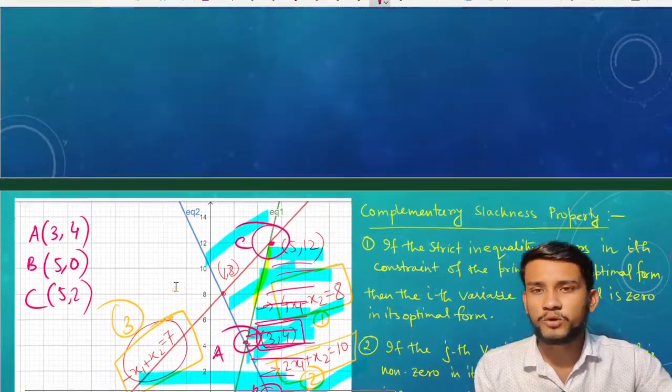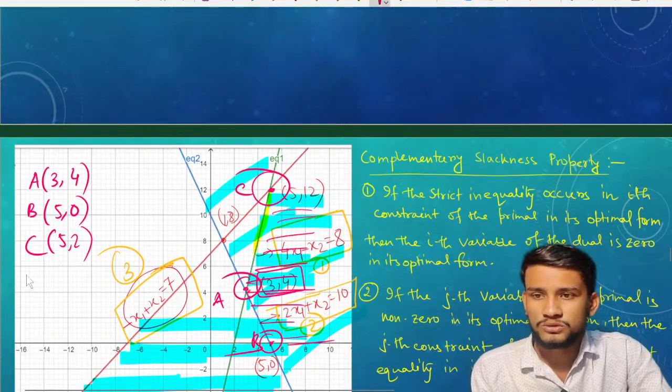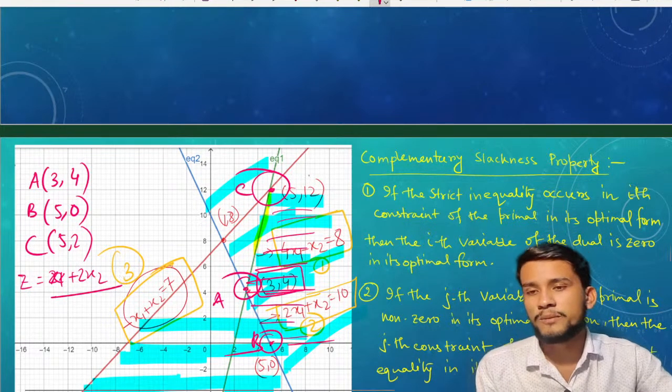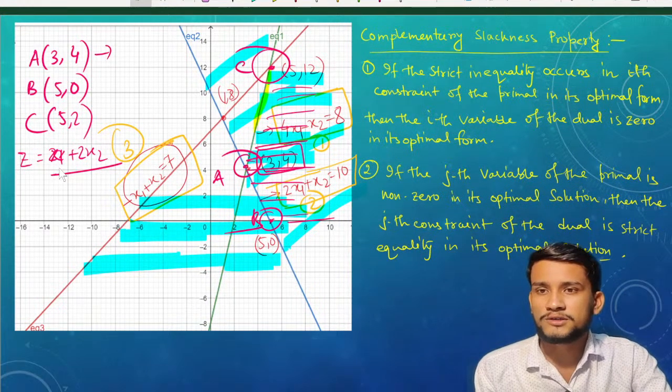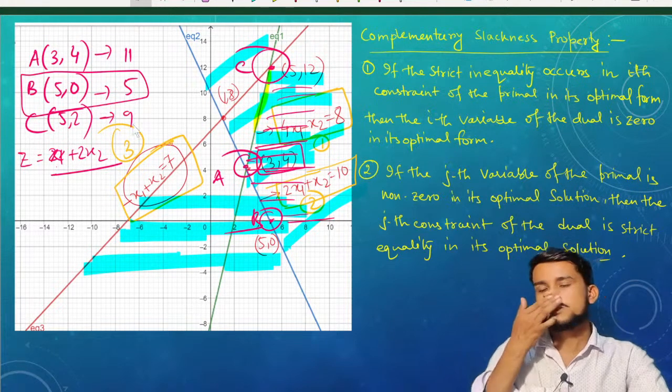Now we calculate the objective function at these three points, that is z equal to x1 plus 2x2. We have to minimize z. At (3, 4) the value is 3 plus 8, that is 11. At (5, 0) this value is 5, and at the third point, 5 plus 4, this is equal to 9. So this is the minimization problem.